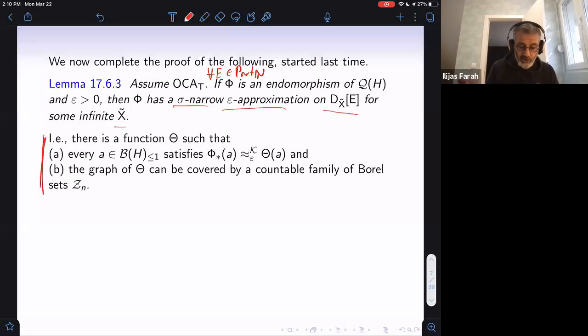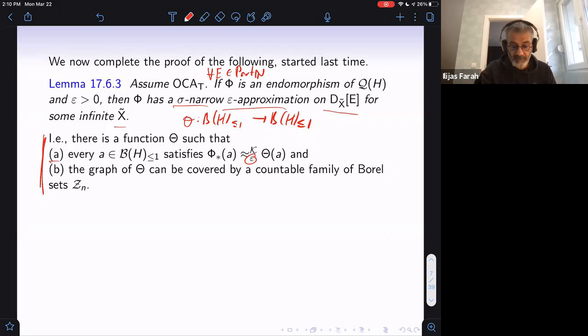And here is in short, once again, what that means: there is a function theta. So theta maps the unit ball to the unit ball. And part A says that theta is really a lift of phi. Actually, not a lift, an epsilon approximation of phi, so it's only correct up to epsilon. And the second part says that we can cover its graph by a countable family of Borel sets called Zn.